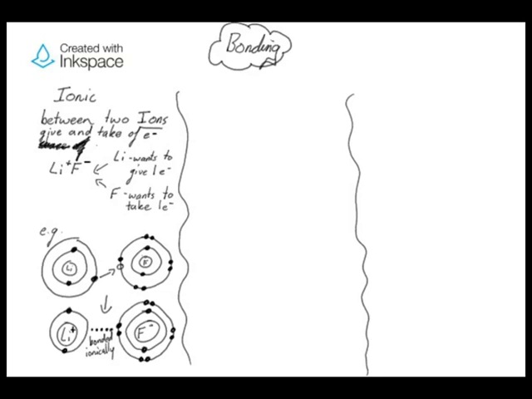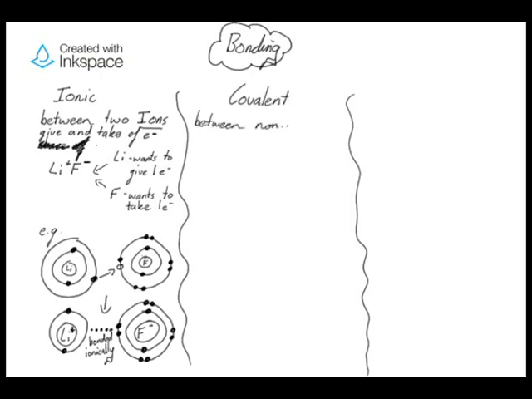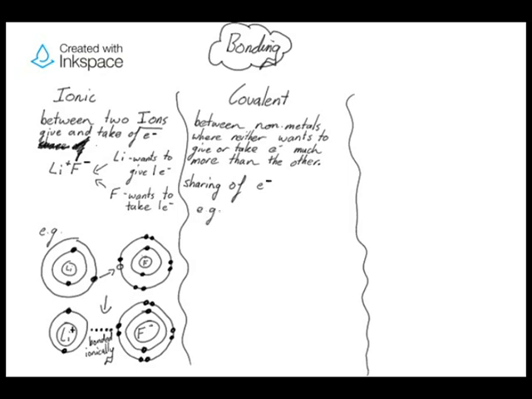If we look at our next type of bonding, we're looking at covalent. This is between non-metals. If we're looking on our periodic table, up in the top right-hand corner, this is where neither atom really wants to give or take an electron more than the other. It's a sharing of electrons. Now we're going to explain this in a little more depth. For example, if we have O to O, oxygen bonded to another oxygen, this makes O2, the oxygen that we breathe.